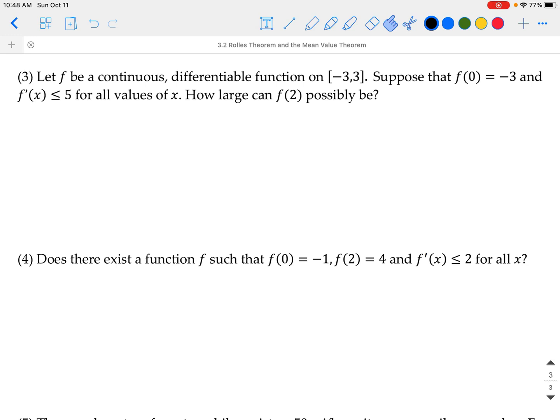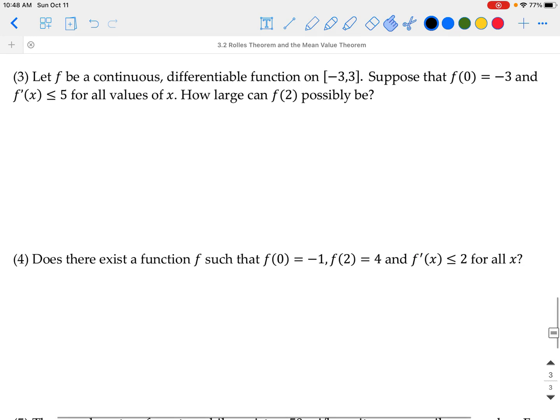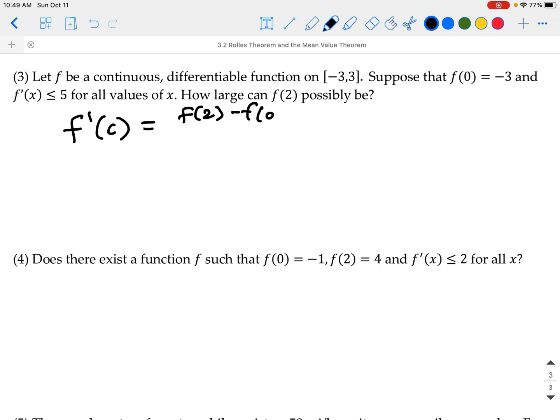And so for this one, we know that we can consider, let's look at, so we know that f prime of c is going to equal f of 2 minus f of 0 all over 2 minus 0. So that's going to be true on our subinterval 0 to 2, which is inside negative 3 to 3.